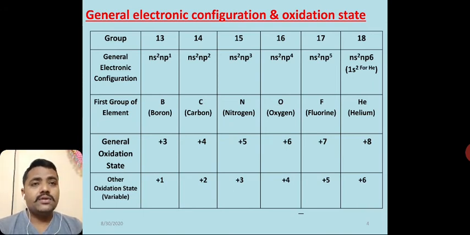If boron is to complete its octet, it requires 5 electrons. But in the last shell only 3 electrons are present. It can easily donate 3 electrons, rather than take 5 electrons. Therefore, its oxidation state is +3. It will share 3 electrons. It will donate 3 electrons. Therefore, its oxidation state is +3.